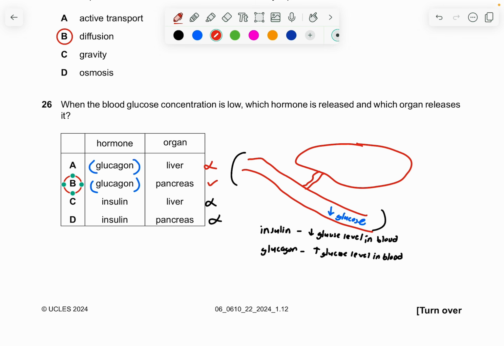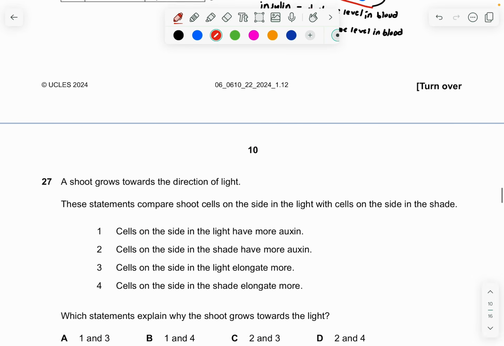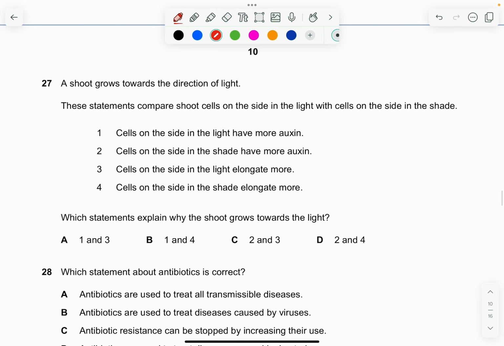The pancreas is the one that secretes a lot of our hormones and also enzymes. So it's very important, the liver does not do that. Okay, so now let's move on. Question 27. A shoot grows towards the direction of light. These statements compare shoot cells on the side in the light with cells on the side in the shade. So which statement explains why the shoot grows towards the light?